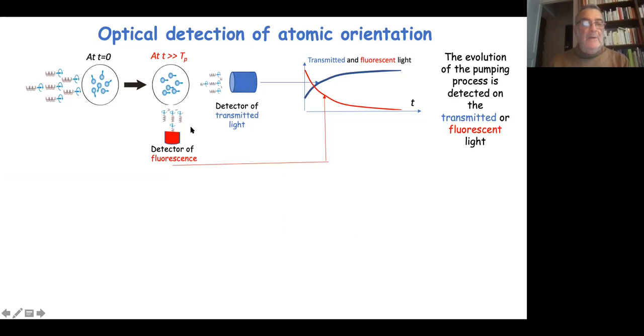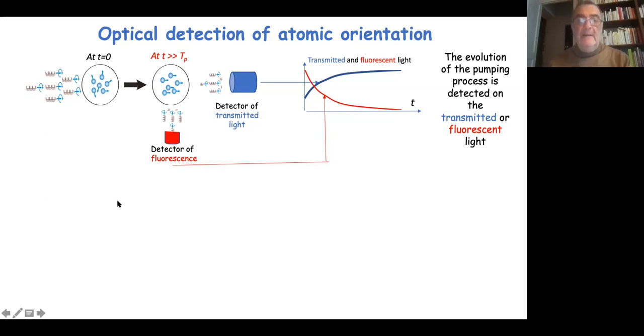You see on the left, you have a cell which contains atoms. Their spins are oriented in all kinds of directions. There is no orientation at the beginning. The Boltzmann factor is such that you have approximately an equal number of atoms pointing in one direction as in the opposite one. And you excite these atoms with circularly polarized light, which carries 1 unit of angular momentum per photon. And after a time which is large compared to Tp, all the atoms are oriented in the direction of the angular momentum of the photon. So you have oriented all your spins in a given direction.